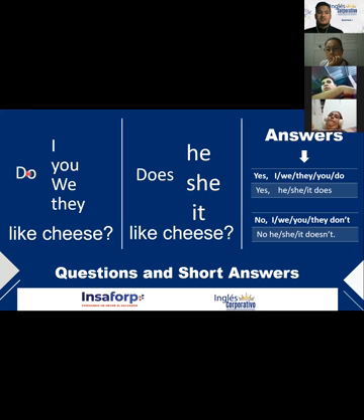Right? So I'm going to say, for example, do you like cheese? Do we like cheese? Do they like cheese? And I can say the short answer, la respuesta corta: yes, I do, yes, we do, yes, they do. But with the third person, I have to use the auxiliary does. So I'm going to say, does she like cheese? Does he like cheese? Does it like cheese? I'm going to say the answer. Yes, she does. Yes, he does. Or I can say, no, he doesn't. No, she doesn't. So this is very general information, guys, just for you to try to get an idea about what we are going to see today.